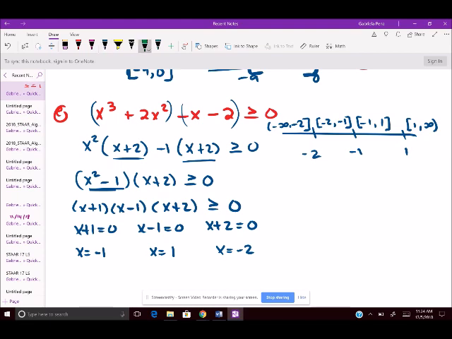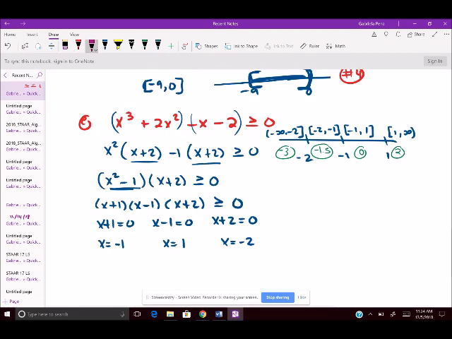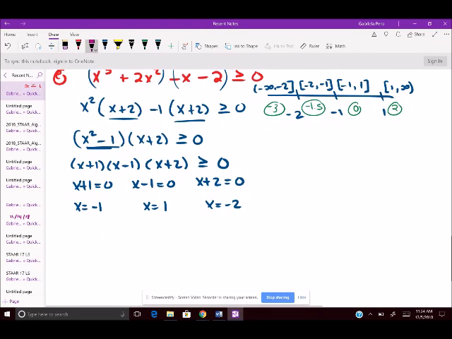So here, what number would you pick between negative infinity and negative 2? Negative 3. Now this one's going to be ugly. Between negative 2 and negative 1? Negative 1.5. Yep. And between negative 1 and 1? 0. And between 1 and infinity? 2. So for this one, it just got a little bit more work. Not that it's impossible. So which one do we start at? I always start from left to right.